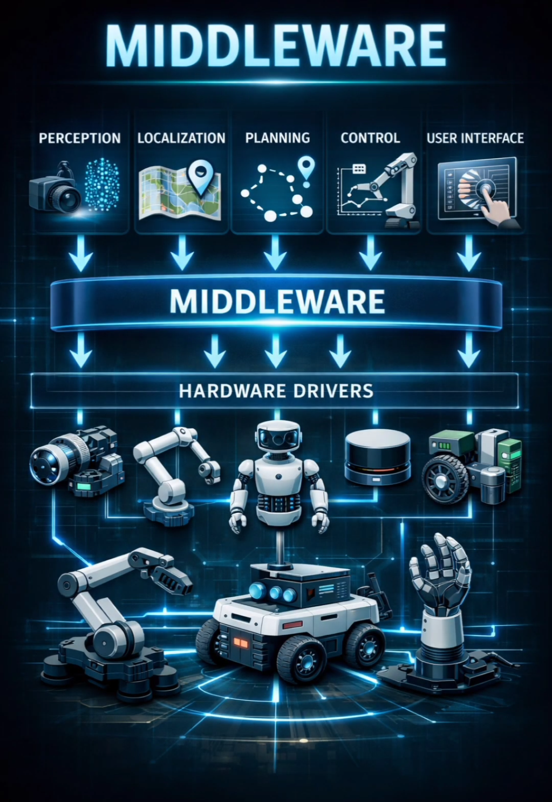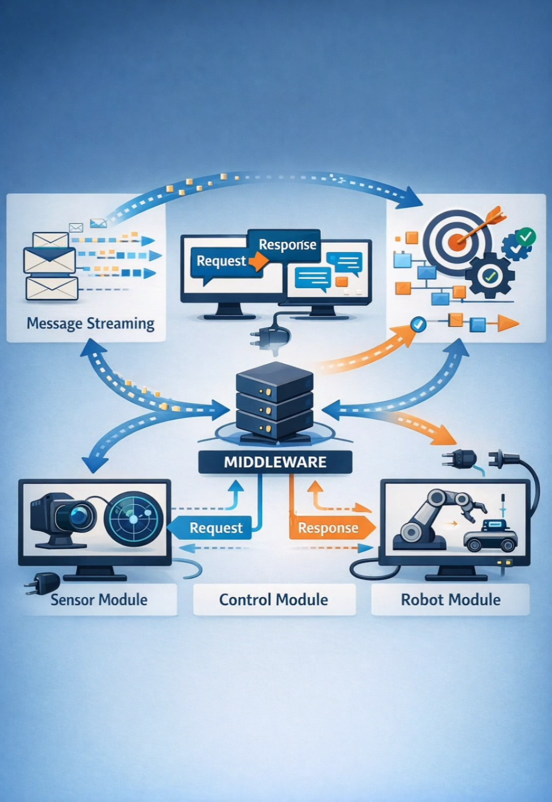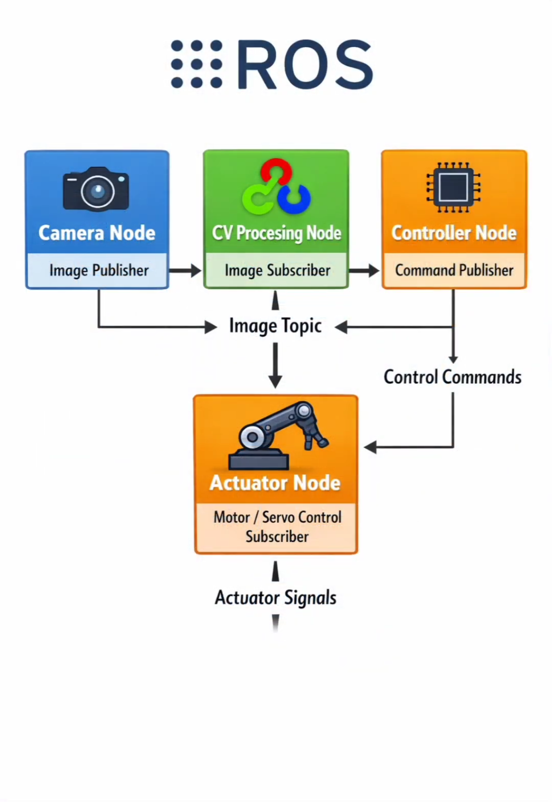Middleware is the software layer that connects all the different parts of a robot. A robot is not one program. It is many programs running at the same time: perception, localization, planning, control, user interface, and hardware drivers. Middleware is required because these modules must exchange data reliably, in real time, and often across multiple computers. It provides standard communication methods, like message streaming, request-response calls, and long-running goal execution, so modules can be developed and replaced independently. ROS, the Robot Operating System, is the most common middleware-based framework used in robotics.